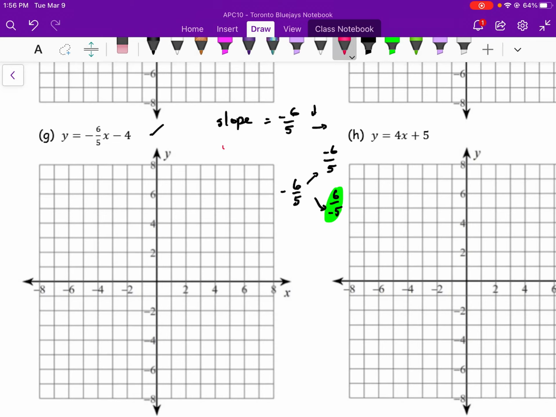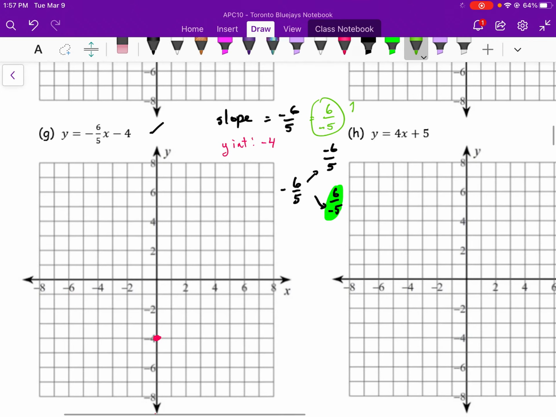So, for instance, my slope, now I'm going to figure out my y-intercept. My y-intercept is -4. Okay, so I graph my y-intercept, and perhaps I'm going to use this method to graph. So I count down 1, 2, 3, 4, 5. I can't count down 6 because I go over the graph. So really, although my graph says a slope of -6 over 5, I'm going to try to think of it, only think, never write it as 6 over -5.